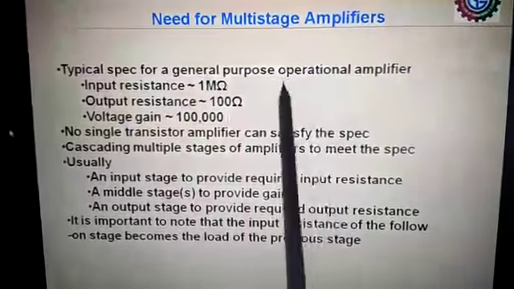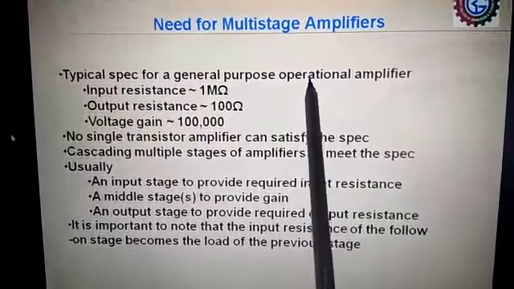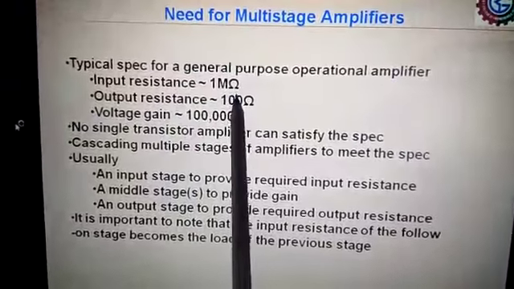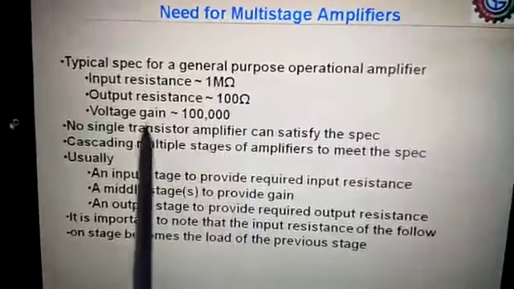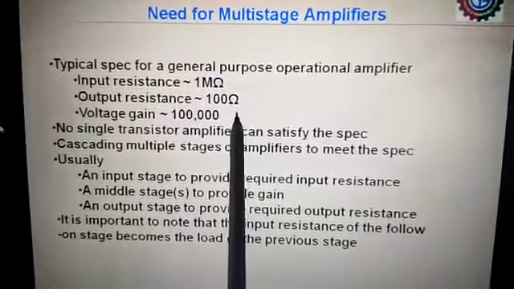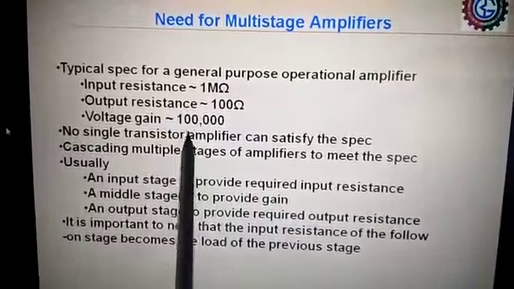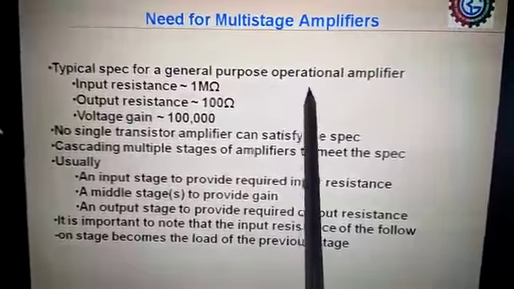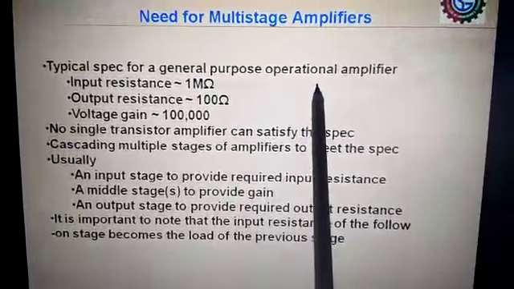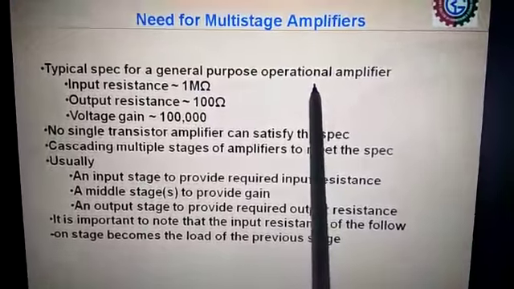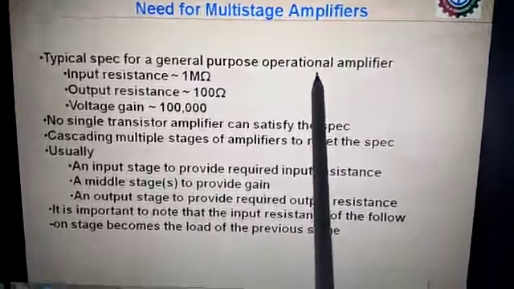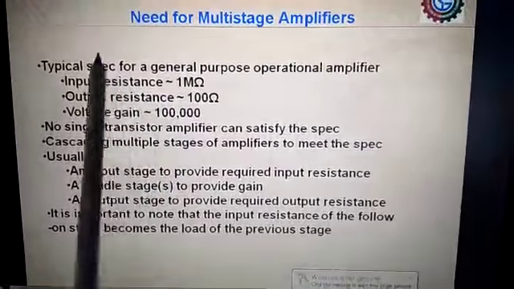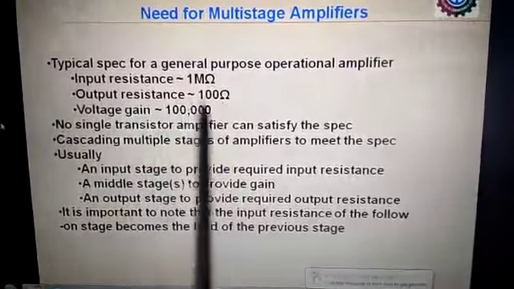To achieve this specification of the operational amplifier, we need a multi-stage amplifier with a high input resistance of 1 mega ohm, an output resistance of around 100 ohm, that is low, and a voltage gain of about 100,000. In an ideal operational amplifier, the open loop voltage gain tends towards infinite. Practically it is 2 into 10 to the power 5. So to achieve this, we need this cascade amplifier.